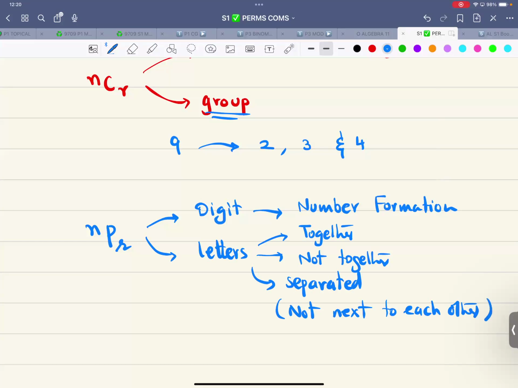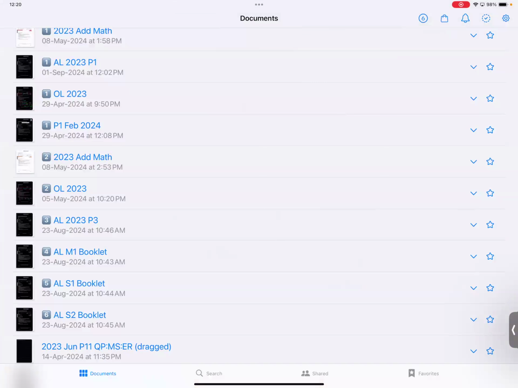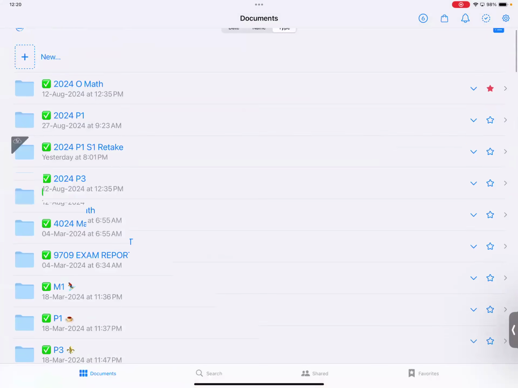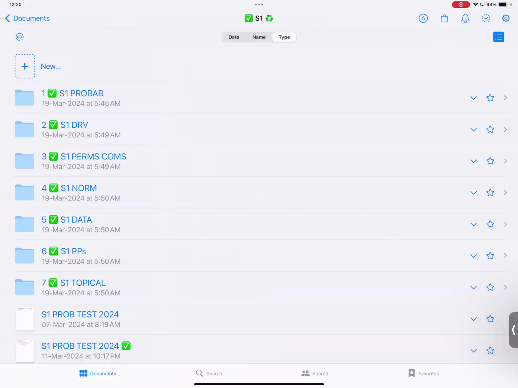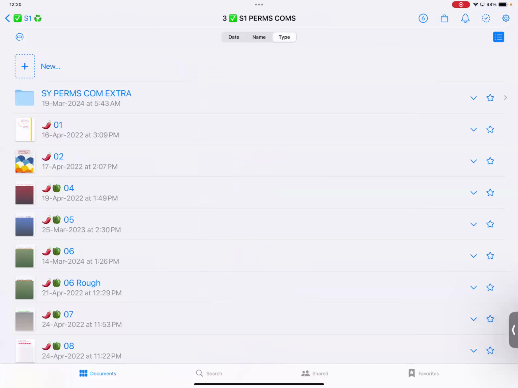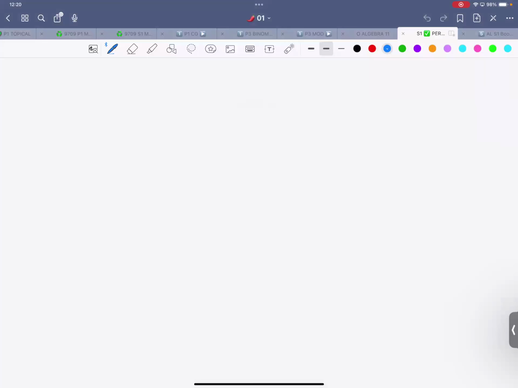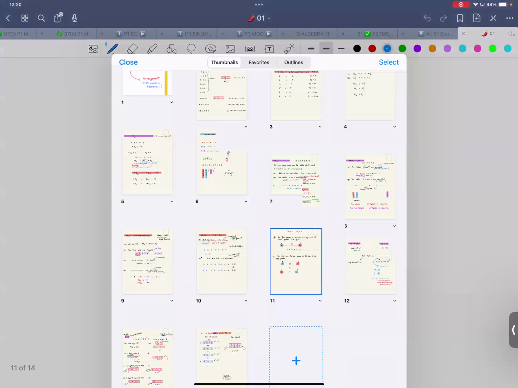So let me go over some questions which are already solved. I'll walk through them so that we can conserve time. First of all, I can start with the old papers first, and then we'll go to the new ones. So if I go to S1 and permutation combination, and this one, the first one, let's get started with this.